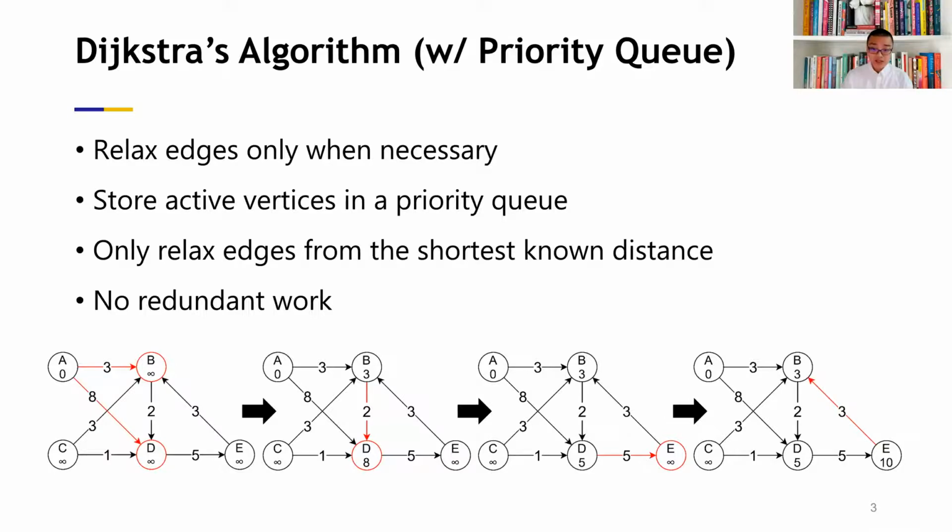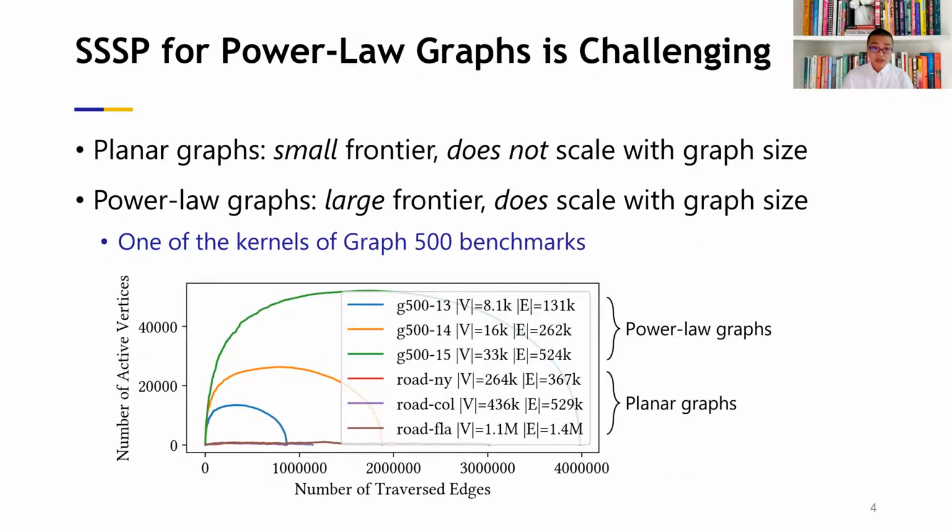It has been proven that each edge will only be visited at most once with Dijkstra's algorithm, so no edge traversal would be redundant. To implement this algorithm efficiently, we usually use a priority queue to store the active vertices, which basically are the frontier of the graph traversal. The usage of a priority queue can create challenges for optimizing the SSSP algorithm.